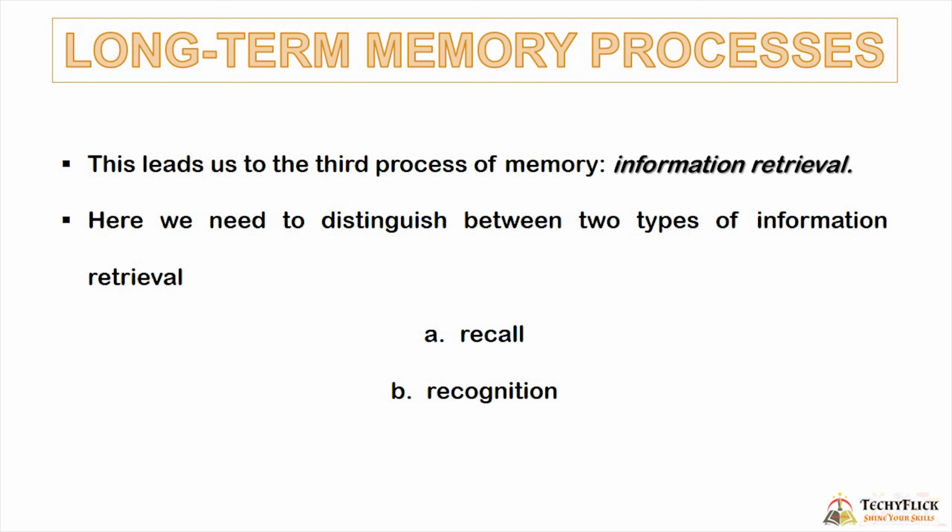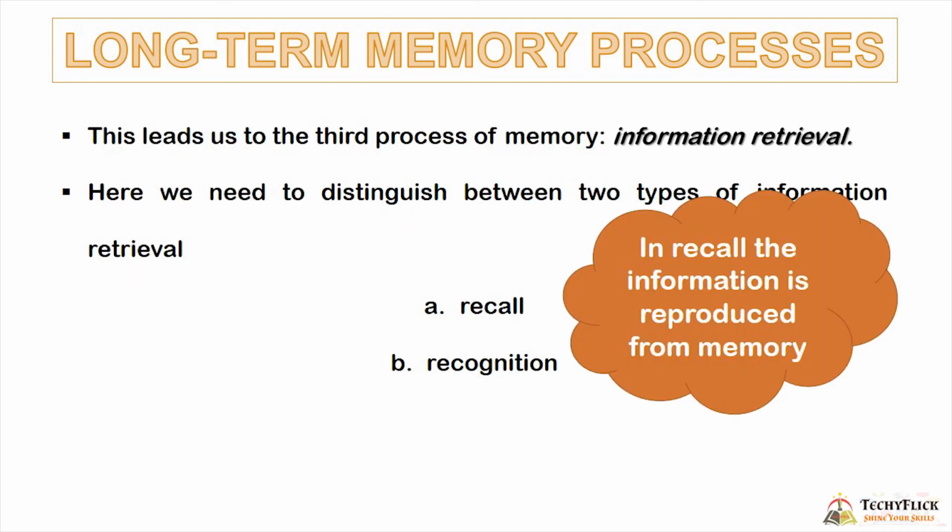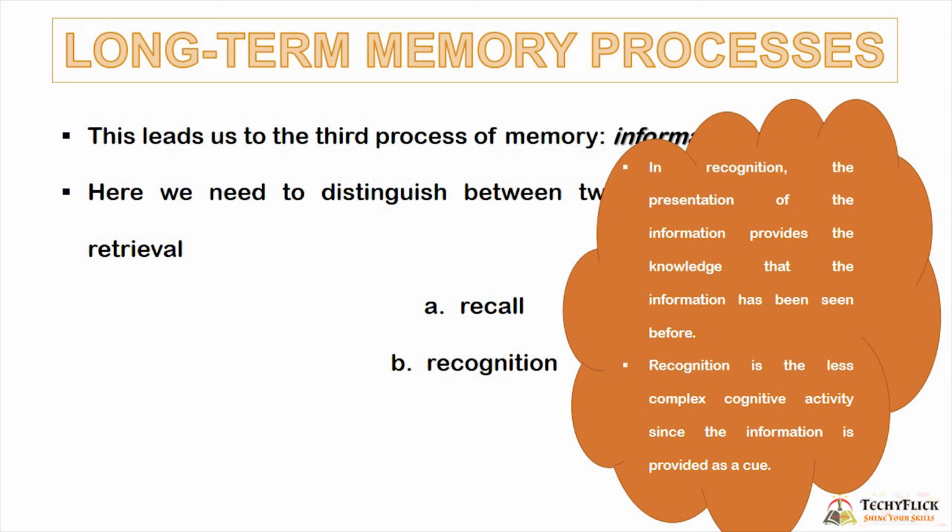Here we need to distinguish between two types of information retrieval. One is recall, another one is recognition. In recall, the information is reproduced from memory. In recognition, the presentation of the information provides the knowledge that the information has been seen before. Recognition is the less complex cognitive activity since the information is provided as a cue.